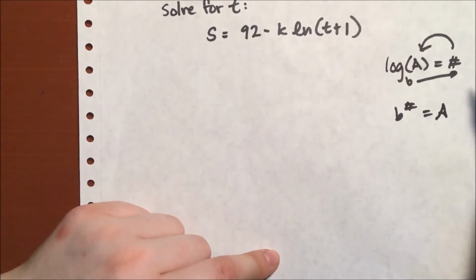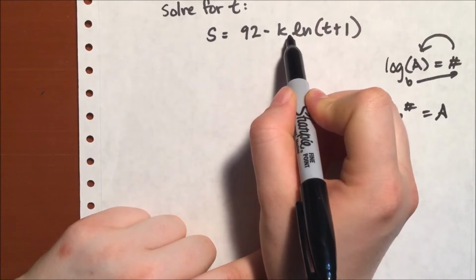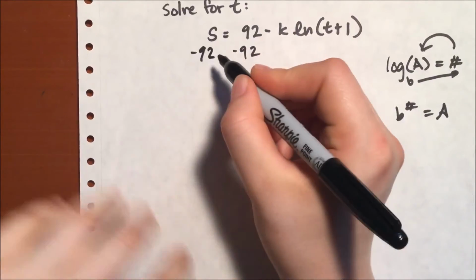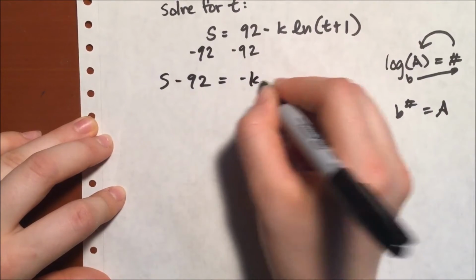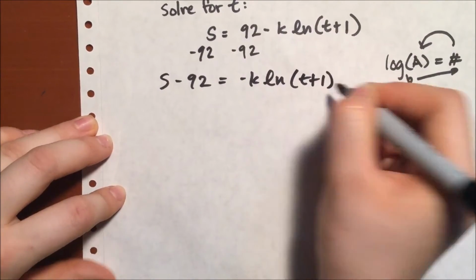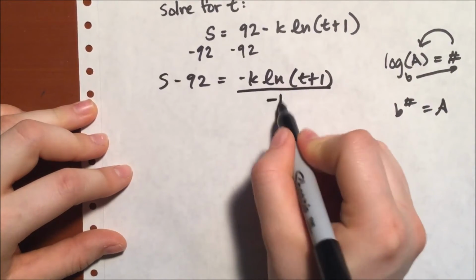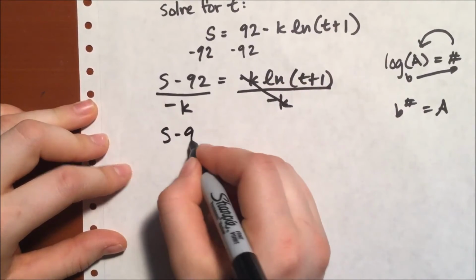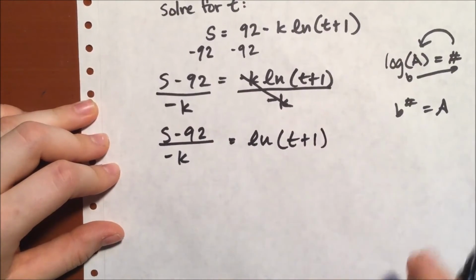So first things first, I gotta get my log by itself equal to a number. Okay, so let's see. I have 92 and then minus k that are hanging out. So what I'll do is I'll subtract the 92, and I get s minus 92 equals negative k natural log t plus 1. Okay, now I still got to get my natural log by itself, so divide by negative k, and I get s minus 92 over negative k equals the natural log of t plus 1.